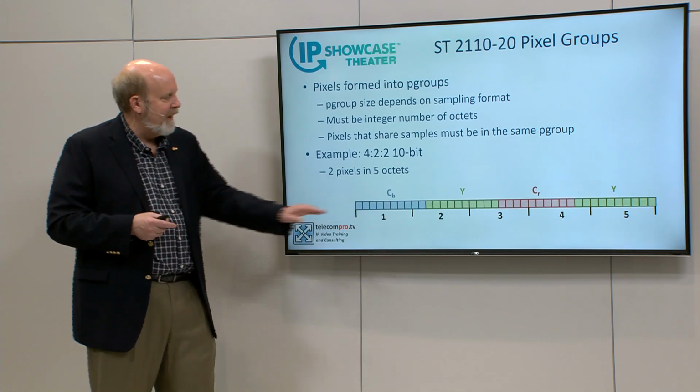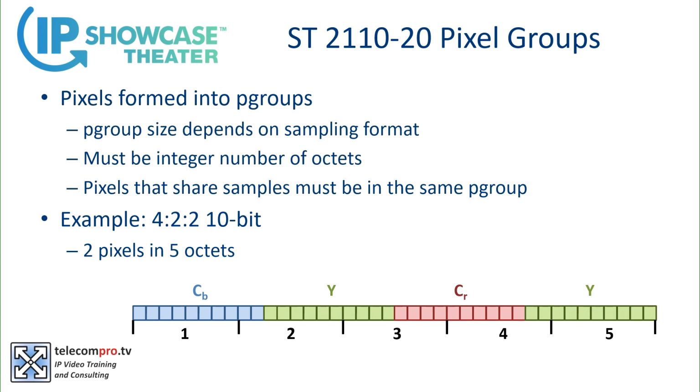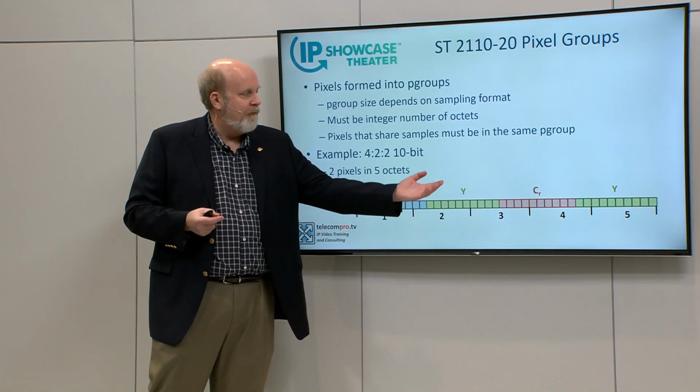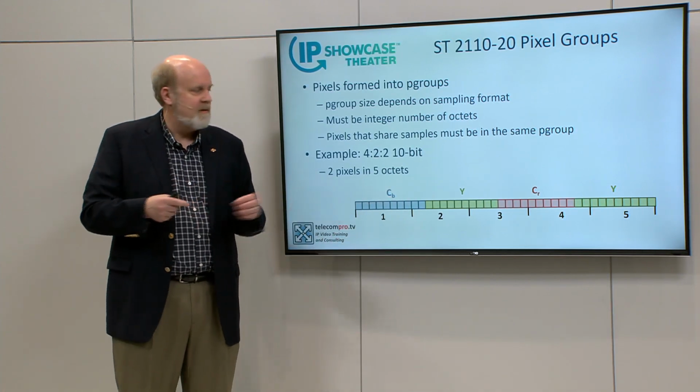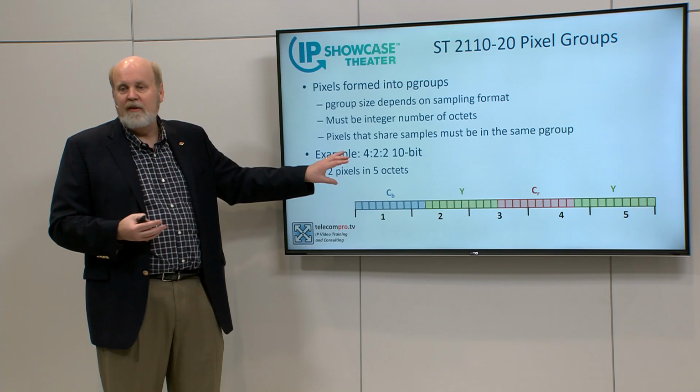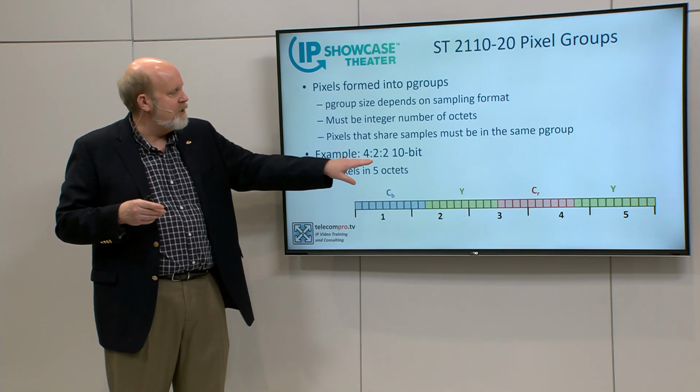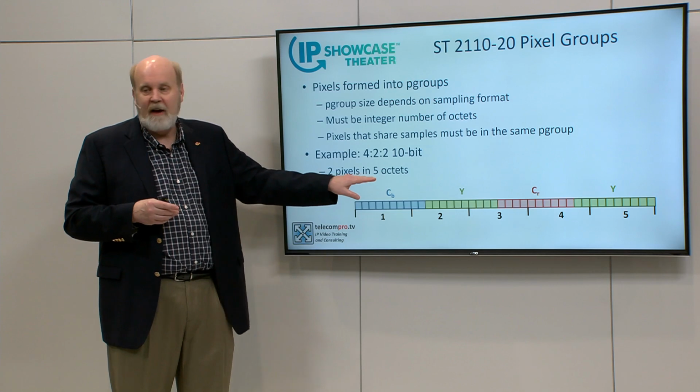So it's going to look like this. We're going to have a blue color difference 10-bit sample of 10 bits long. We're going to have one Luma sample of 10 bits. We're going to have a red color difference sample of 10 bits, and then we're going to have another Luma sample of 10 bits. So if you got 10, 10, 10, and 10, that's 40 bits. Just happens to be divisible by 8. So we have 40 bits, 5 octets. We've got a P group. So remember this P group because we're going to use it in a little while. 422 10-bit is 2 pixels and 5 octets.